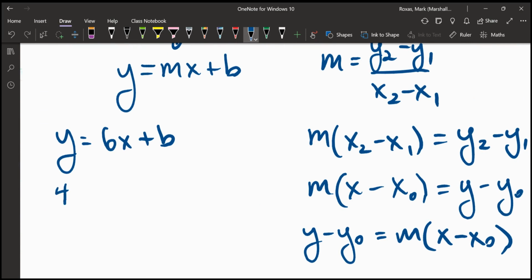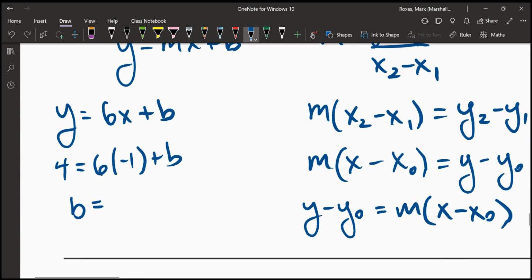So here it is. 4 equals 6 times negative 1 plus b. Solving for b, we get b equals 10. And so the equation of my tangent line is y equals 6x plus 10.